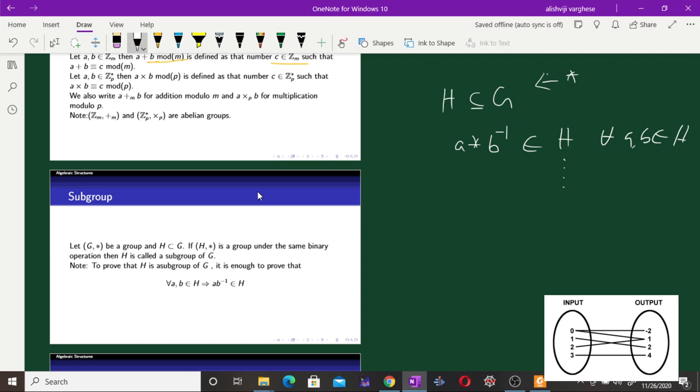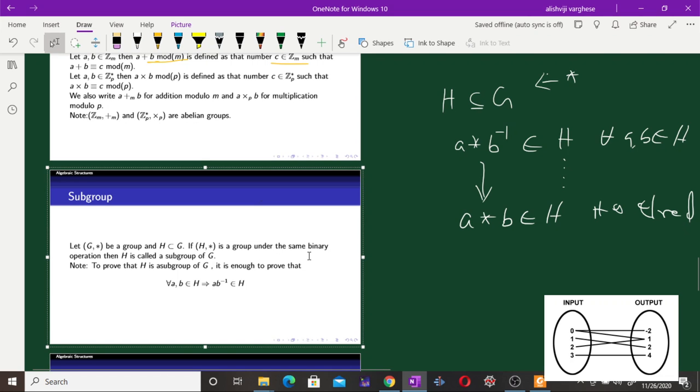But it is not necessary to go through all those four conditions. We just have to prove that a star b inverse belongs to H. And if H is a finite set, then we don't have to go this far. Just prove that a star b belongs to H, or in other words, H is closed. If H is closed, then it becomes a subgroup. That happens when H is finite.